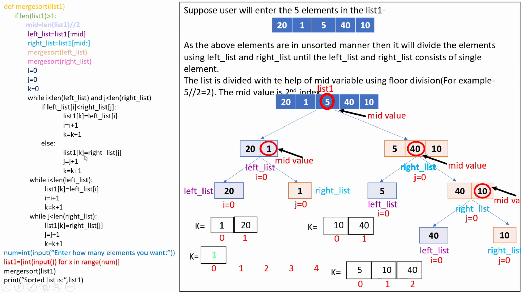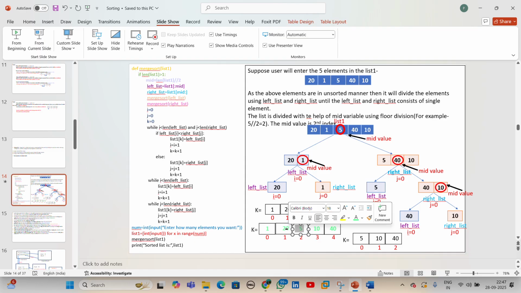list1 of k. k has already been incremented by 1. So at my first position, k will have the value of right list of j at the 0th position. j's 0th position is 5. So k's first position will be placed by 5. Here it will not be 20, it will be 5. Here will be 10, and here will be 20.